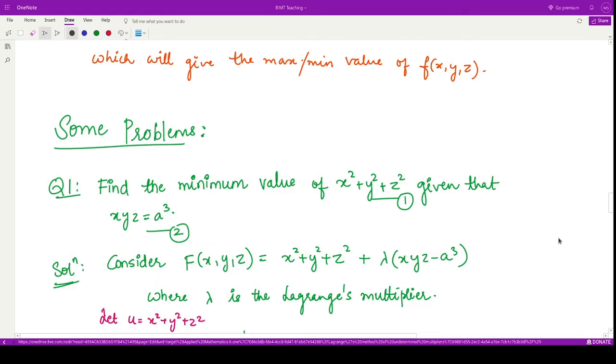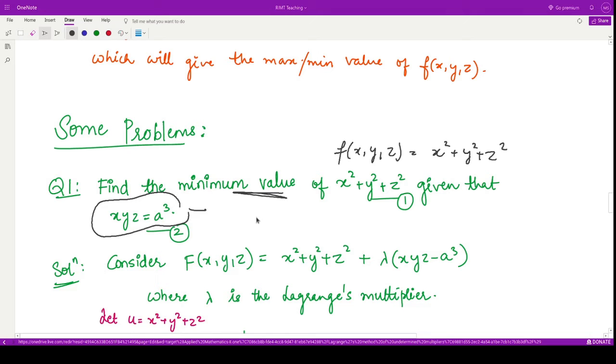So let us see one problem relating to this concept. Suppose in the question they are asking for the minimum value of this surface. Your function small f of x, y, z is given to be x square plus y square plus z square, and x, y, z are related by this expression. So this is the relationship between x, y and z. This is our constraint, and that is phi.